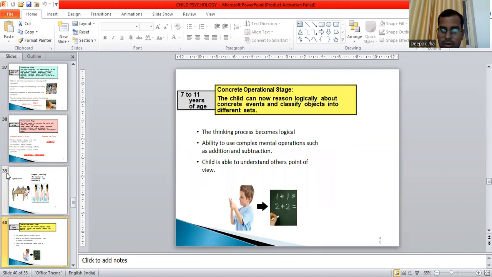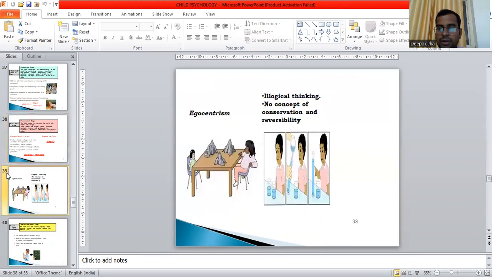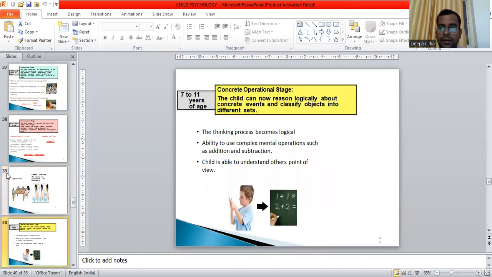So we need to remember these things. Firstly is the pre-operational stage, then the intuitive stage, and something called egocentrism, something called illogical thinking, something called no concept of conservation and reversibility of data.